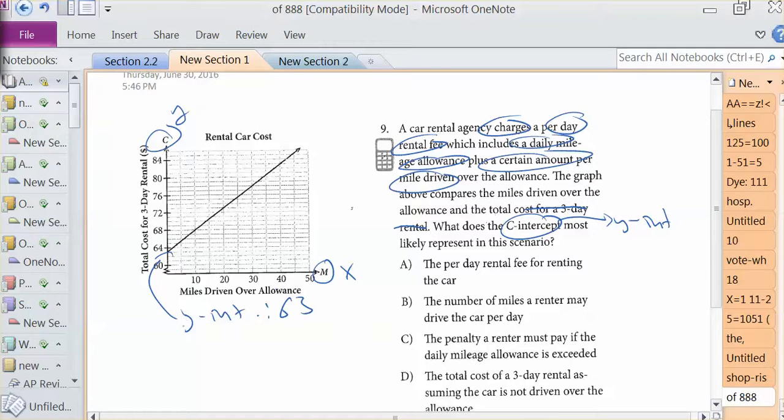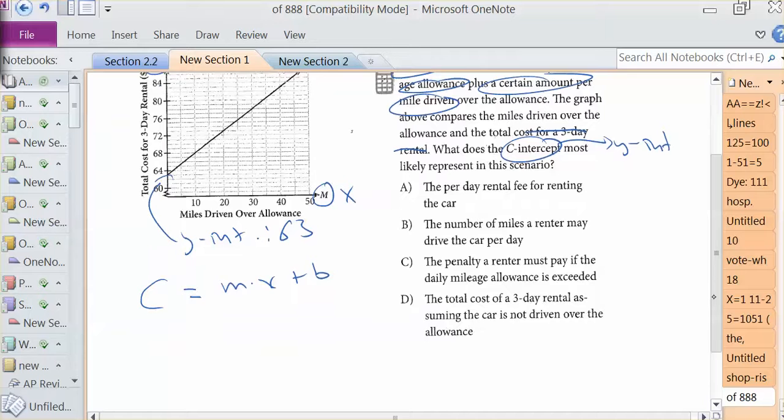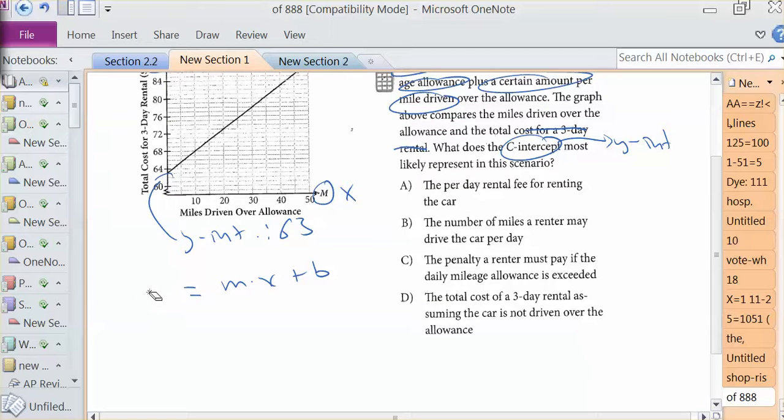So clearly, the cost of the car, we'll use C instead of y, will equal m times x plus b. Or well, we'll use y again, whatever. So the equation of a linear function, but basically it will be the cost, our slope, times the miles driven, plus the c-intercept.